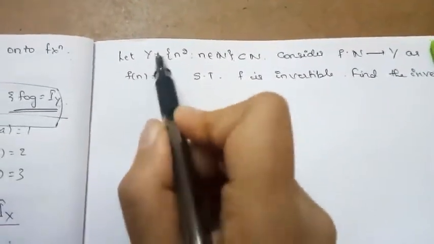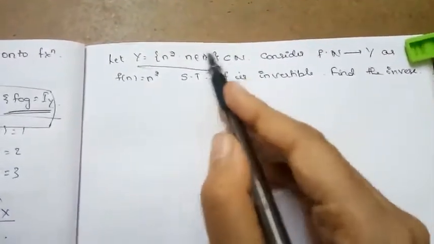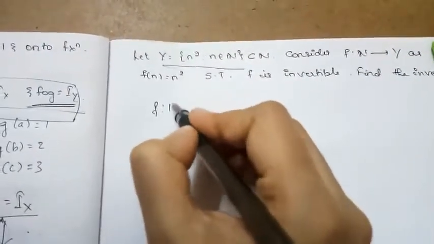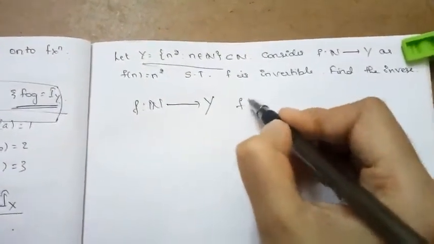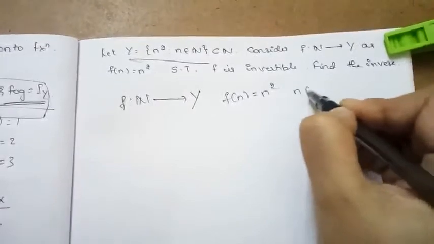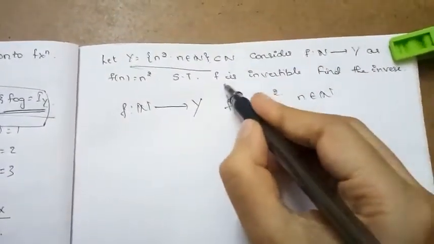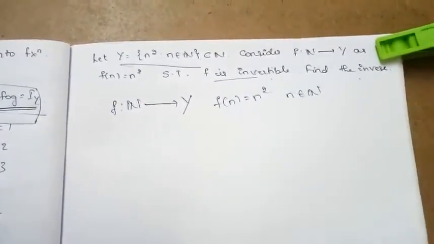Here is one of the questions. They have defined a set Y equal to n squared, where n belongs to the set of natural numbers, and the function f is defined from the set of natural numbers to set Y as f of n is equal to n squared, where n belongs to the natural numbers N. We need to show that this is invertible, and then find the inverse.